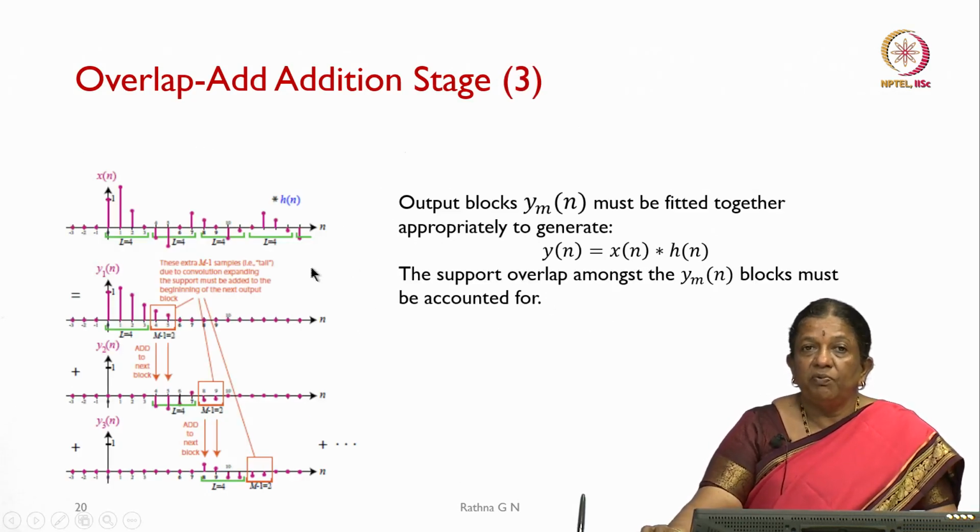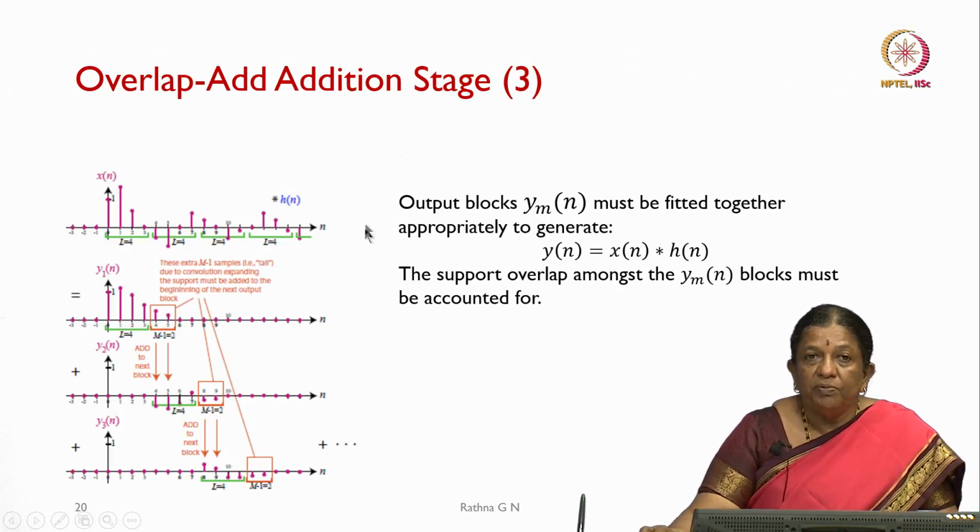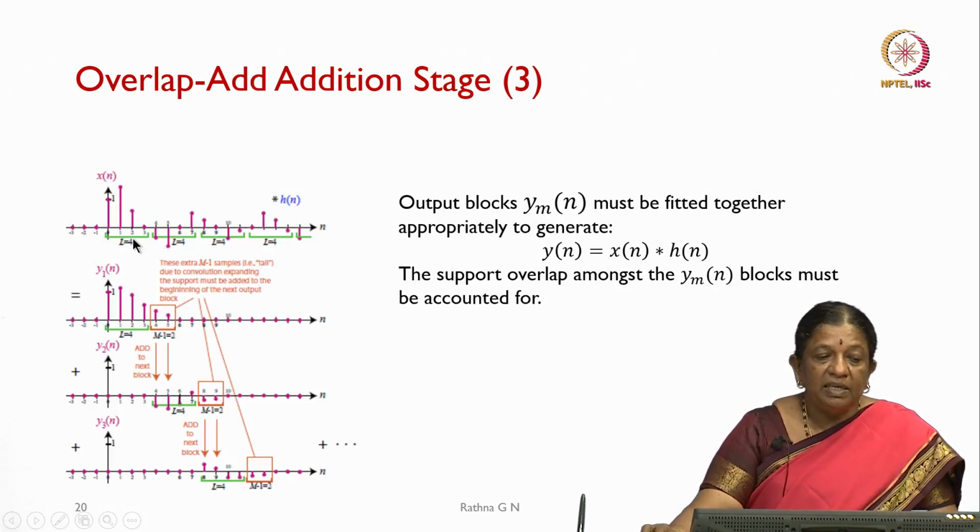complete overlap-add output. As we can see here, this is the length we have, and we convolve it with h of n to generate the linear convolution. We know that it is going to give us a length of L plus M minus 1.